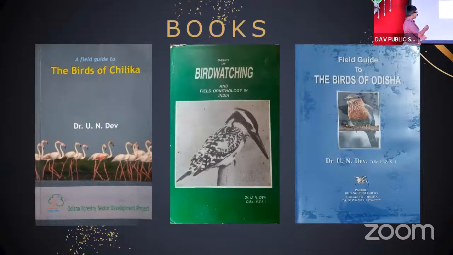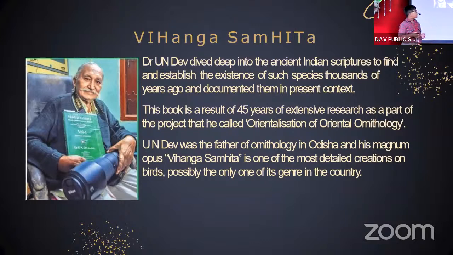As you can see, here are some of his book cover pages, which are old and out of print and scarce and are very hard to find. Dr. Dev dived deep into the ancient scriptures to find and establish the existence of species thousands of years ago and documented them in the present context. This book, Vihanga Samhita, a result of 45 years of intensive research, is a part of the project that he called Orientalization of Oriental Ornithology. Dr. Dev was the father of ornithology in Odisha. And this book is possibly the only one of its genre in this country.